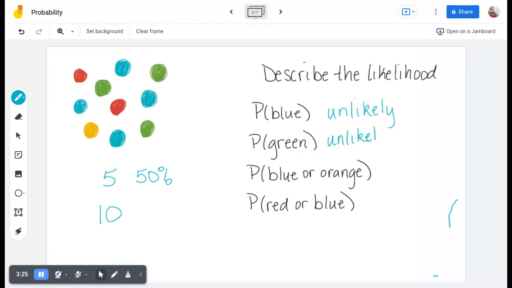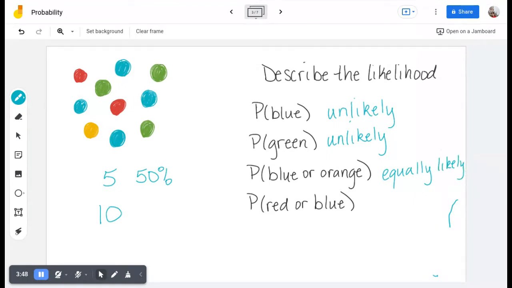It's driving me nuts. The probability of a blue or an orange. Okay, well, I see 4 blue. I see 1 orange. That's 5. That's exactly half. So you can describe that as equally likely, or you can say as likely as not.